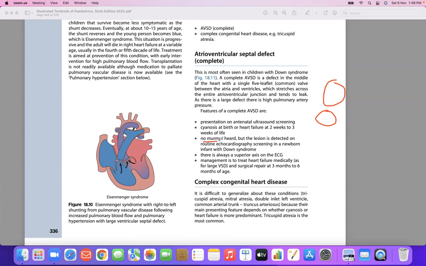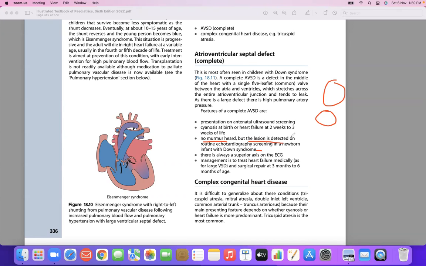So no murmur heard. It's a very large defect. As we read before, in a small VSD, the smaller the VSD, the louder the murmur heard. So maybe you may not hear any murmur, but the lesion is detected on routine echocardiography screening in a newborn with Down's syndrome.